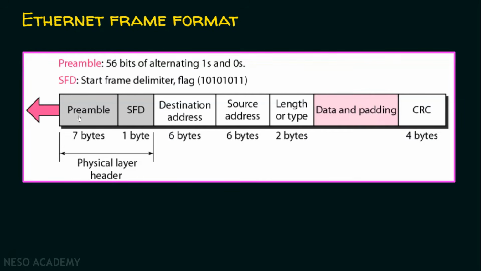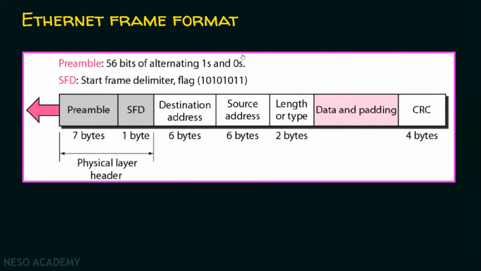We will start with the first part of the Ethernet frame format, which is the preamble. This preamble is of 7 bytes. When we say 7 bytes, it is 56 bits of alternating ones and zeros. So 10, 10, 10 up to 56 bits. Why do we need this preamble? This preamble is just for synchronization purposes.